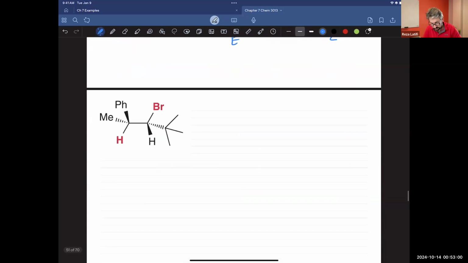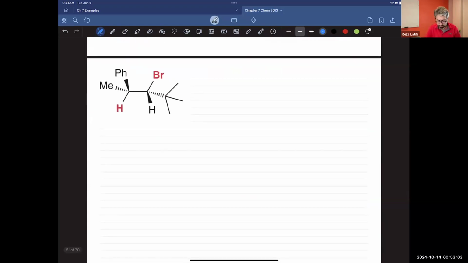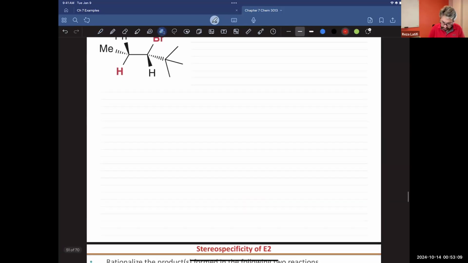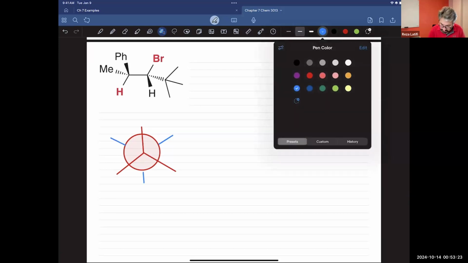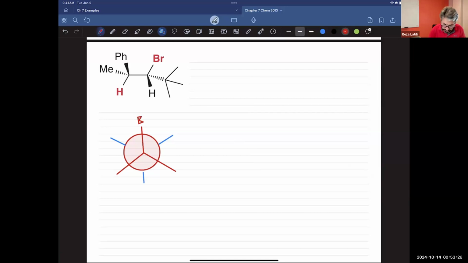Okay, let me practice this one for you here. I have the bromide up. I'm going to write the bromide here. This is the bromide.